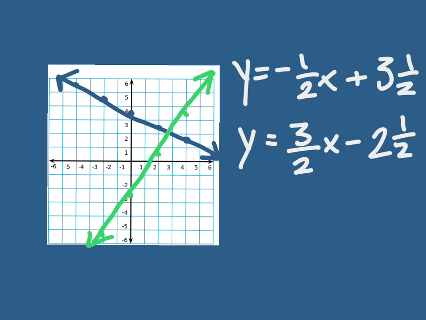Okay, so it looks like they cross over at 3, 2. 3, 2. That's the ordered pair where they intersect right here. Okay, so we're going to verify that by using both the substitution and elimination methods in another video.